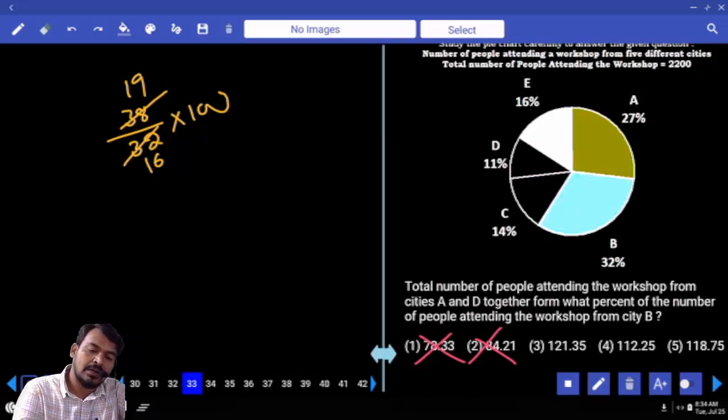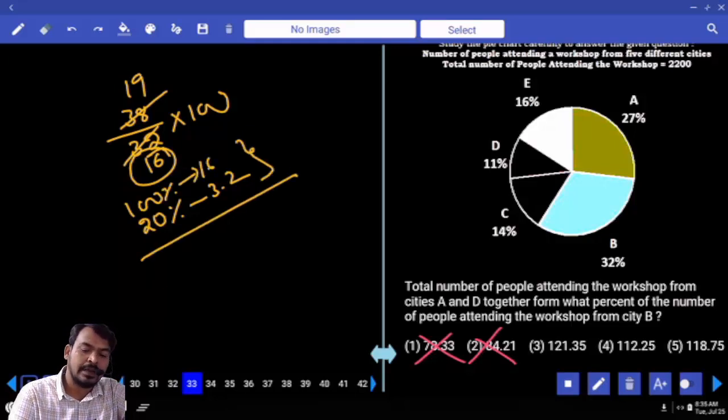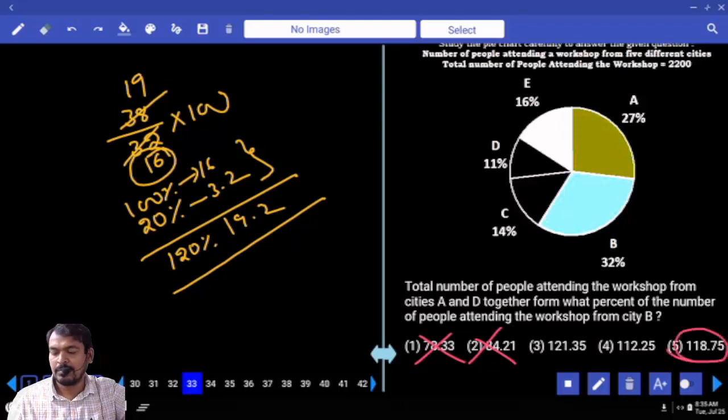Okay. What is the 100% value? 16. Then the 20% value is 3.2. Already 100% is 16. Both added, how much is it? 19.2. But the percentage is 120. Definitely the answer should be nearby 120. Which option? Fifth option. Nearby 120 but less than 120.